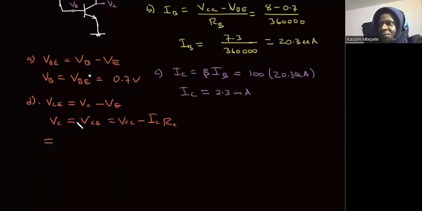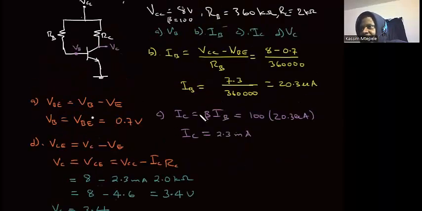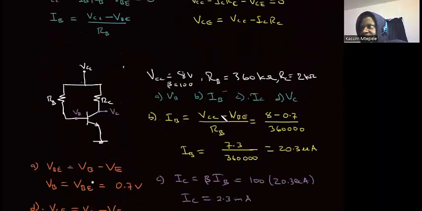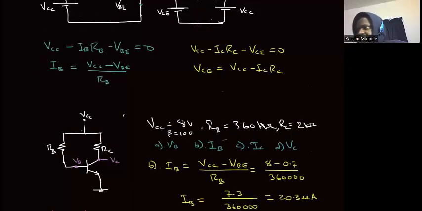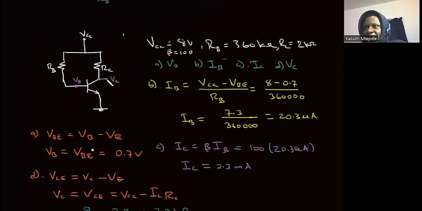This would be equal to, I realized I made some mistakes, so I had to remove a part of the video. Okay. So this would be VCC, which is 8 volts, minus ICRC. We already had IC calculated here, and RC was given as data right here. So from there we have 8 minus 4.6, which equals 3.4 volts. So from this point to this point will be 3.4 volts.